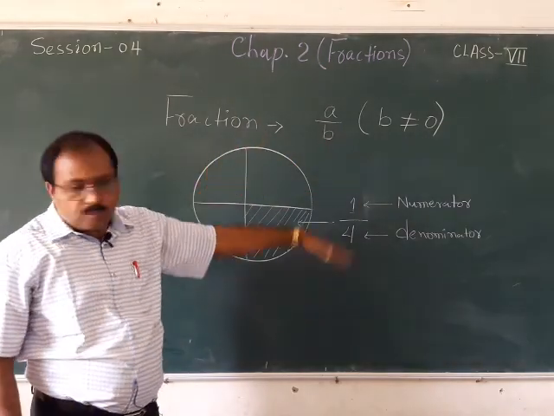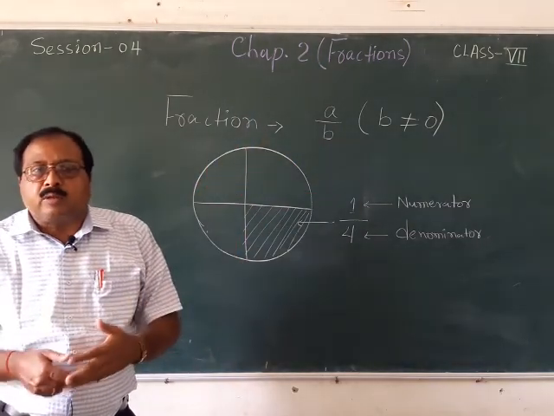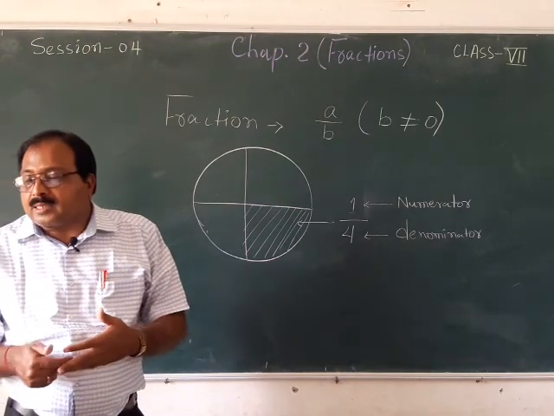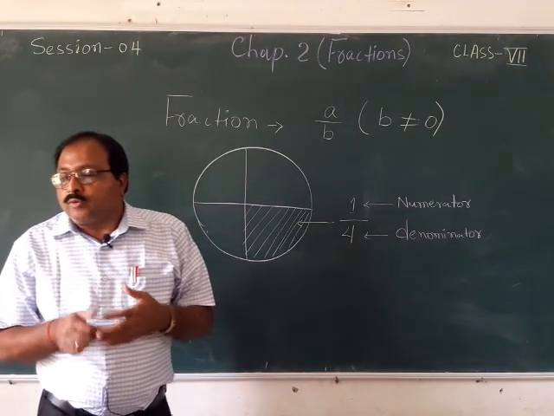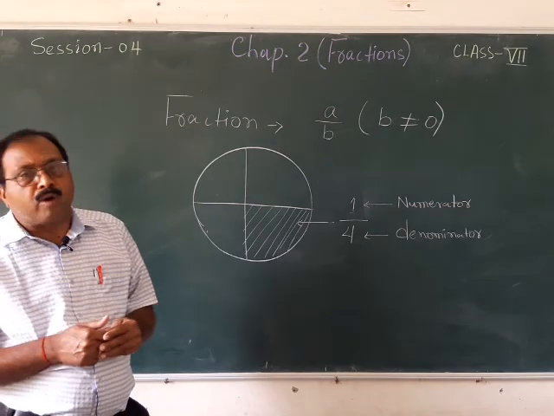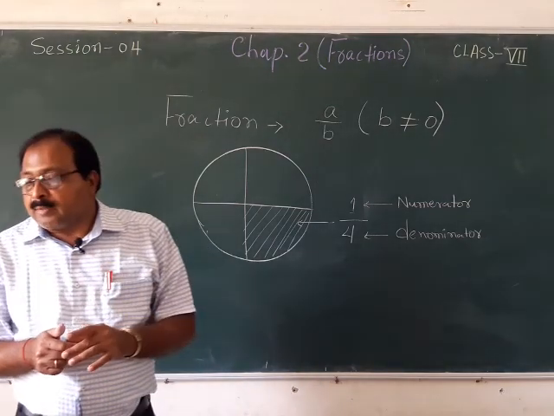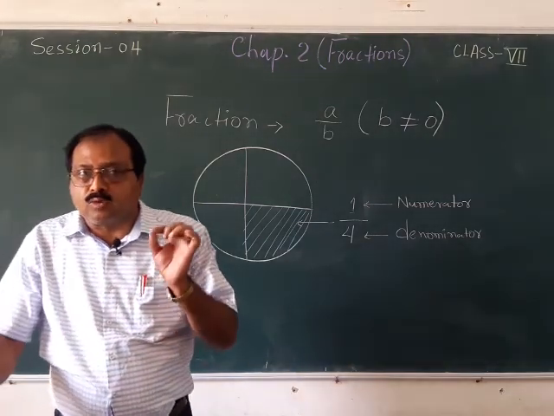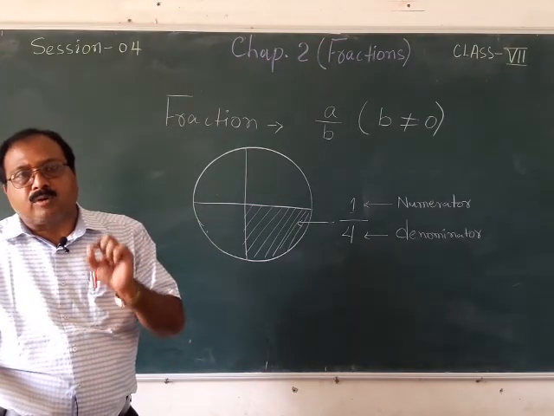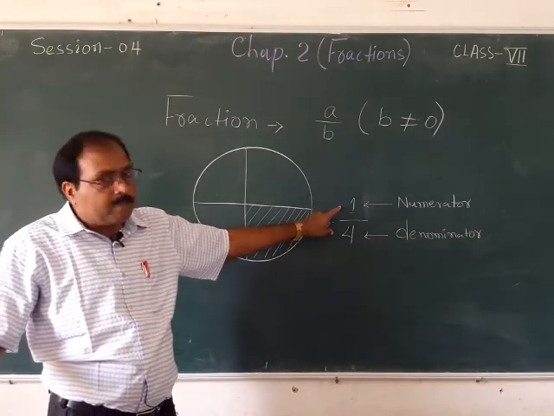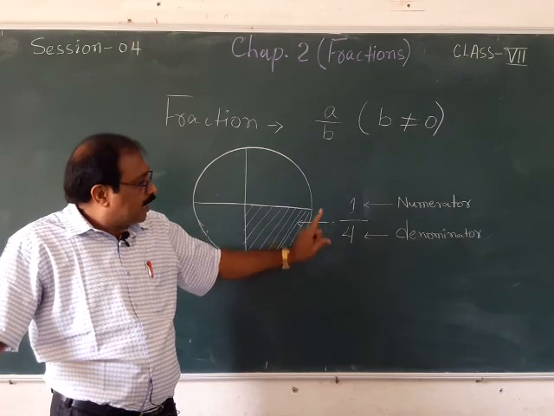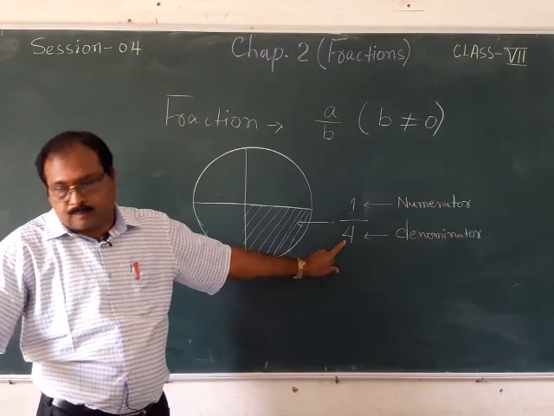So you are aware that a fraction is a part of whole, where a fraction can be written in the form of a by b. That means a is known as numerator and b is known as denominator. Here at the place of a I have written 1, and at the place of b I have written 4.